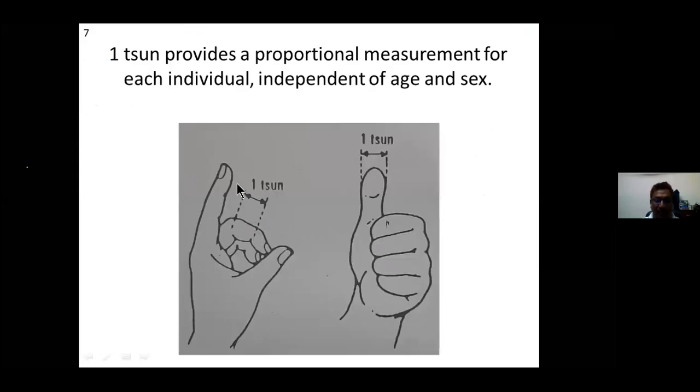You learned about the sun or thumb demonstration from the last lecture. The sun is a unit of measure. It is based upon each individual's own body; the extremities are measured in real centimeters. One sun provides a proportional measurement of each individual, independent of age and sex.